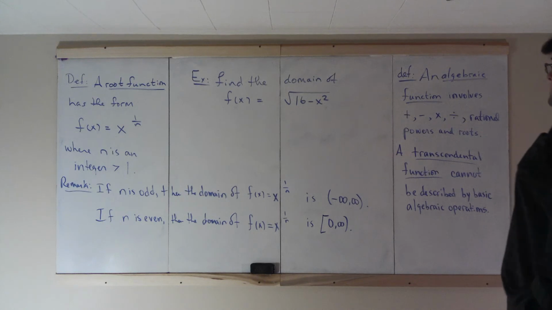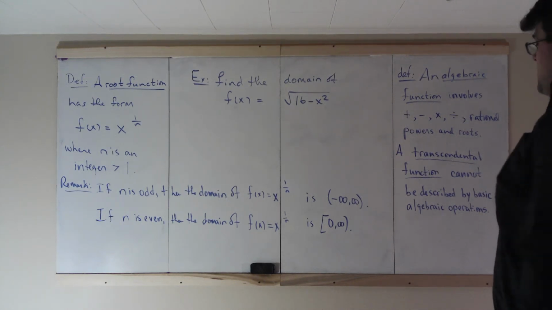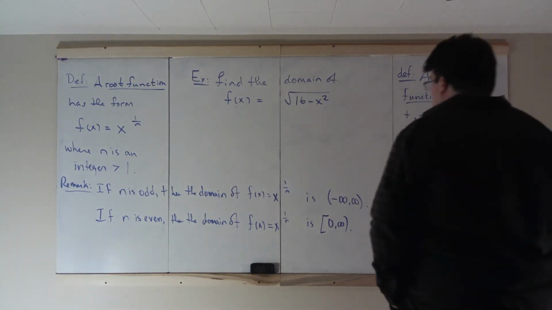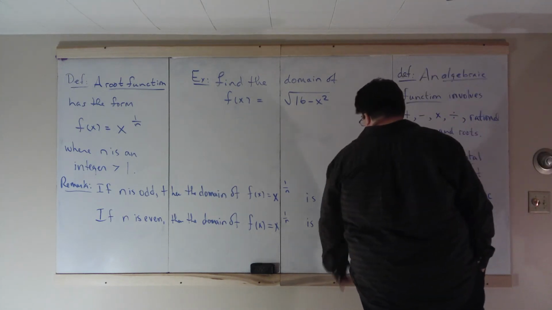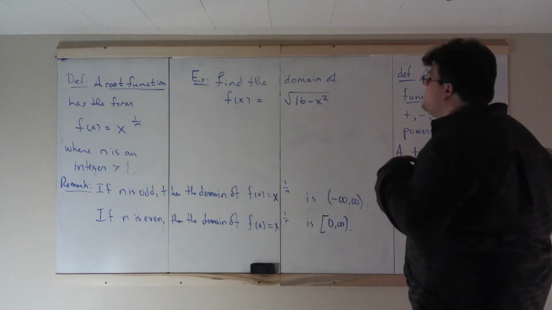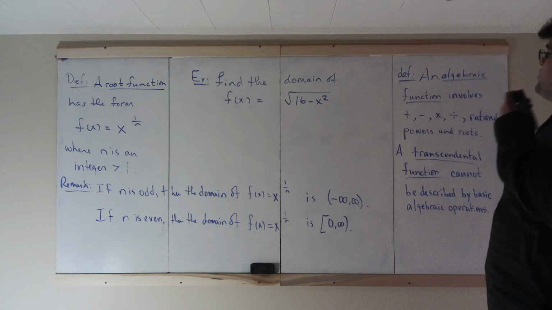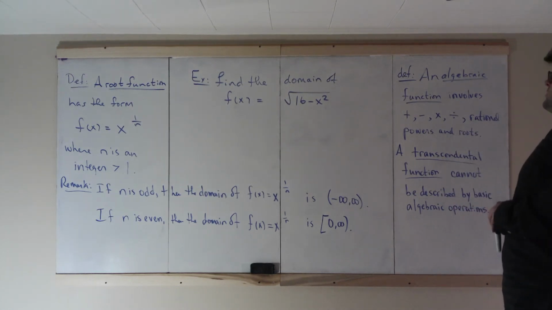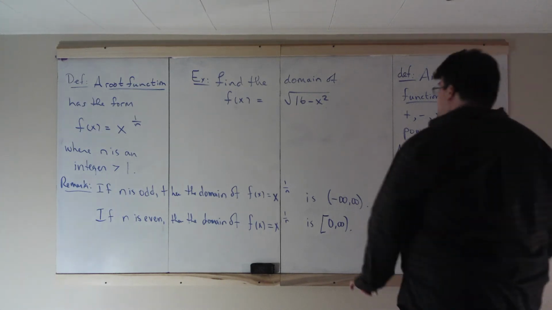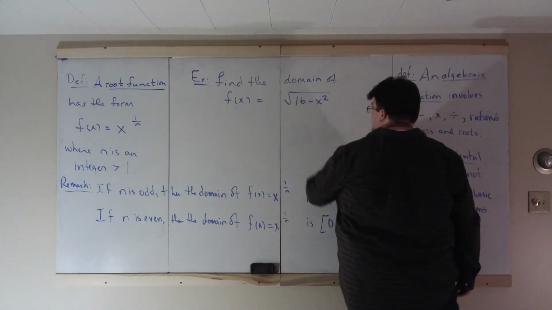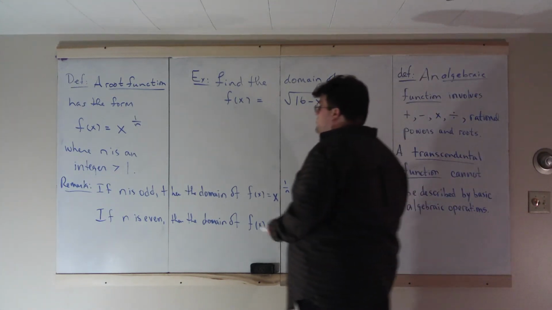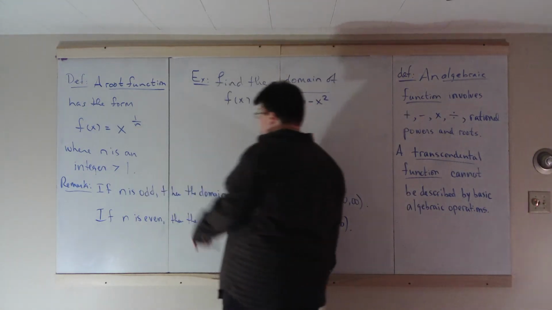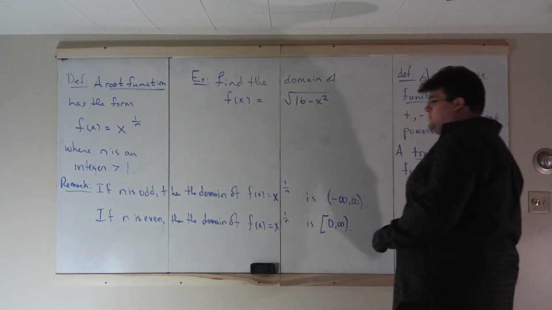If n is even, the domain, you could put 0 into, you could take the square root of 0. The domain of x to the 1 over n is all positive numbers and 0. So let's look at this example. Find the domain of f of x is square root of 16 minus x squared. Well, from this second remark here, we have a root function with n equal 2, because the square root is, in this case, 16 minus x squared to the 1/2.